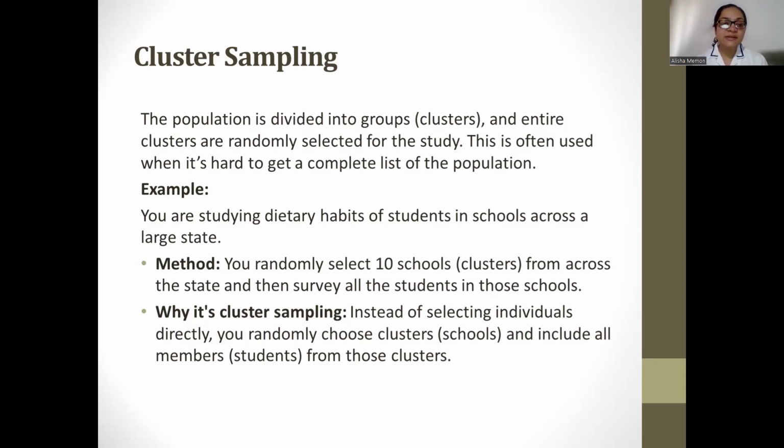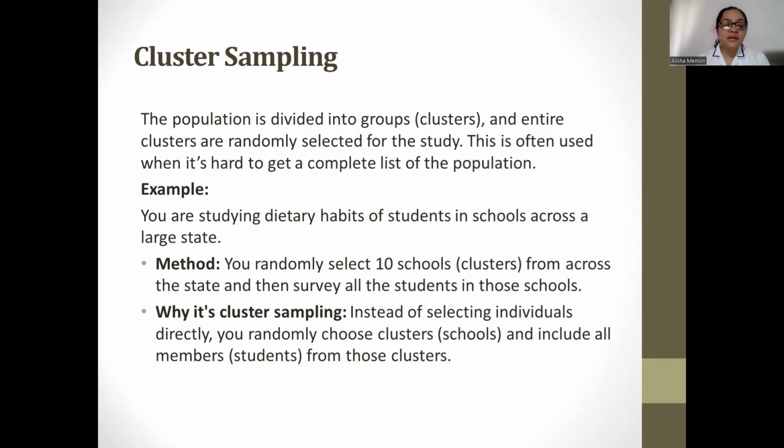For example, if I have to study the dietary habits of students in a certain school across Maharashtra, I will select any 10 schools across the state, and I will then survey all the students in those schools. So after dividing the population into clusters, say there are 200 schools in Maharashtra, of that I have selected 10, and all of those 10 will be included in the research process.